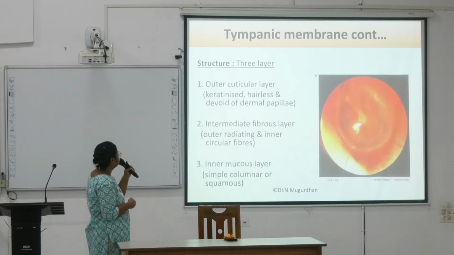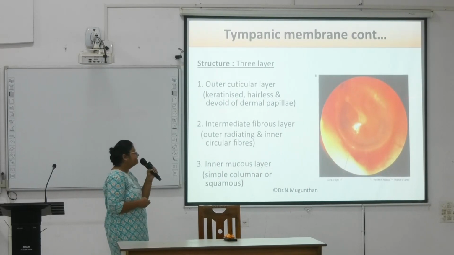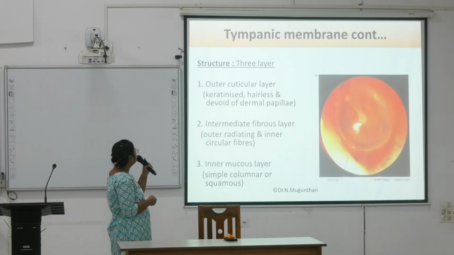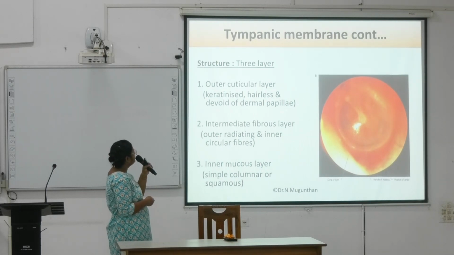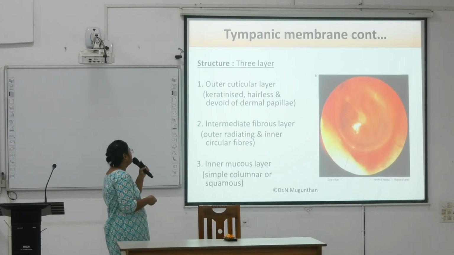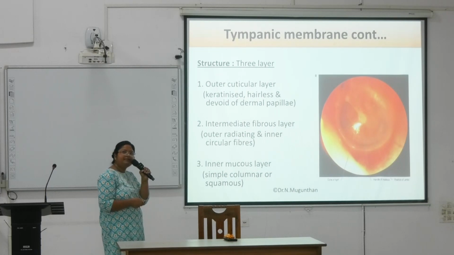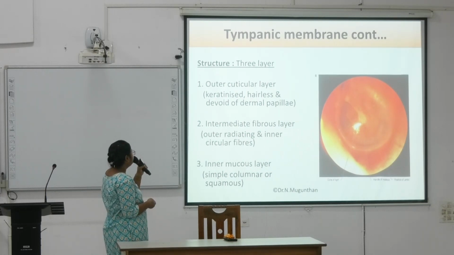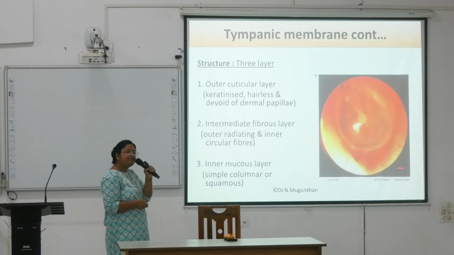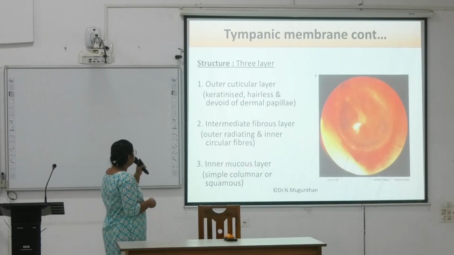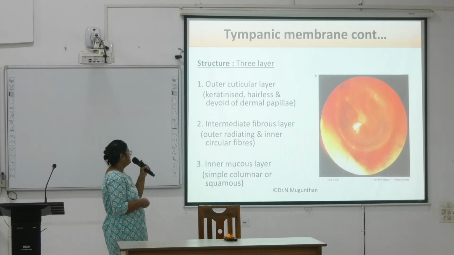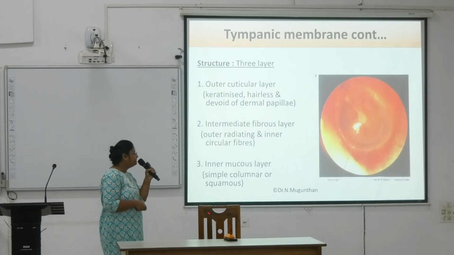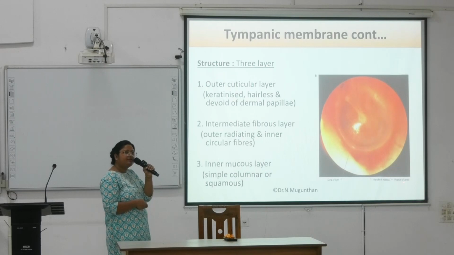Now, structure. Three layers are present. Outer cuticular layer: it is keratinized, hairless, devoid of dermal papilla. So this is the outermost layer. Next is the intermediate fibrous layer. Outer radiating and inner circular fibers are present in this layer. And the inner mucous layer: simple columnar or squamous lining is present in this inner mucous layer. Okay, understood?